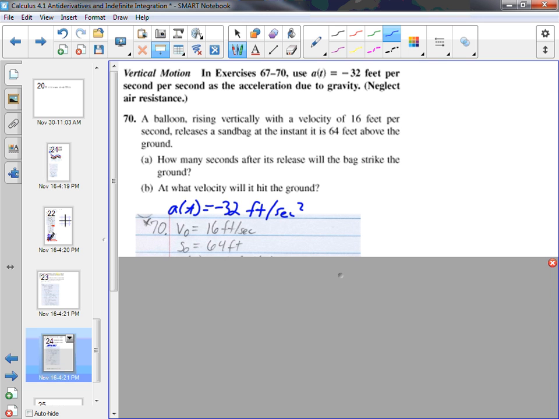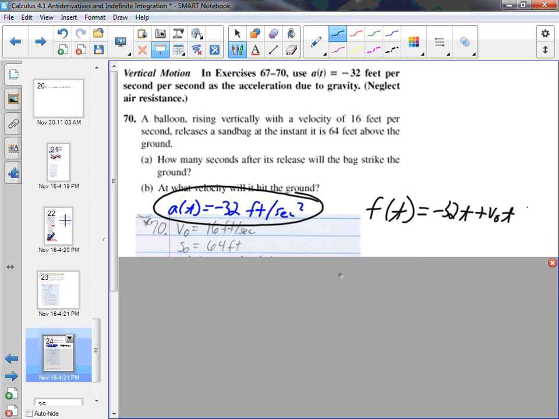Now, we just got through proving in number 68 that whenever that's the acceleration, the position function is... what did we say it was? It was negative 32t plus v0t plus s0, wasn't it? We just got through proving it in number 68. Do you think it's fair to use that again? Yeah, it is.